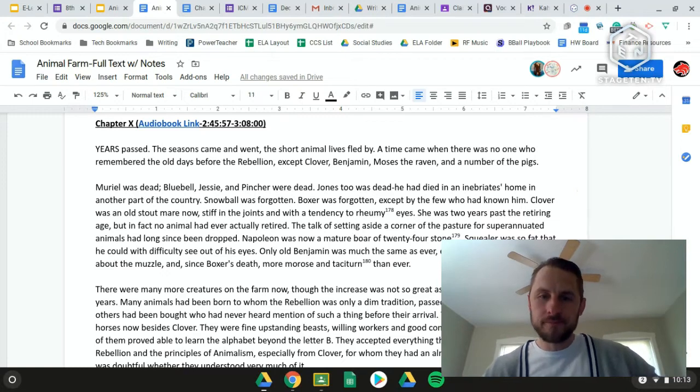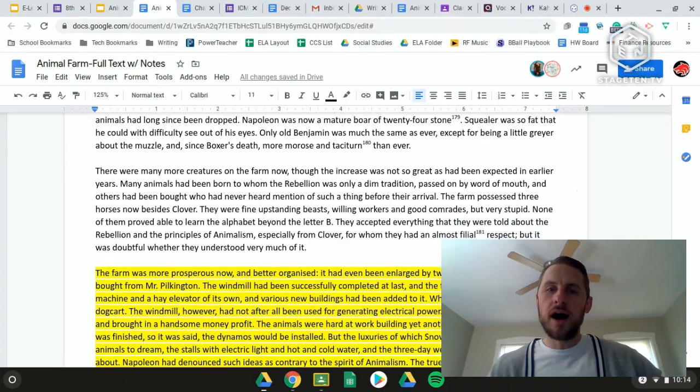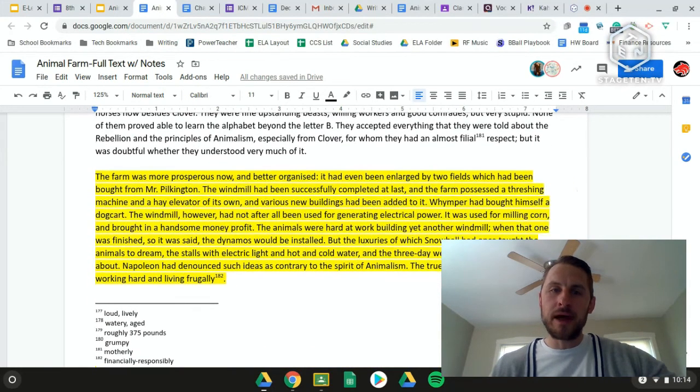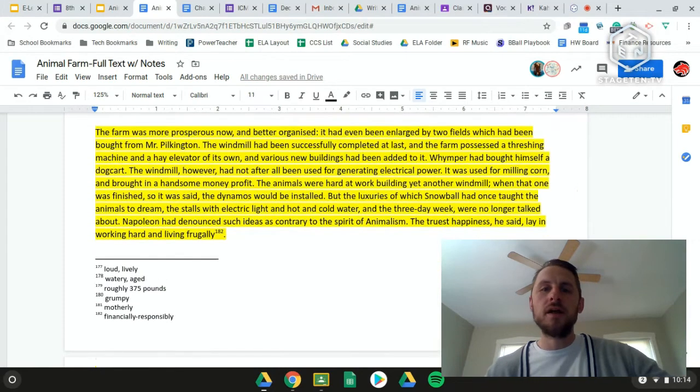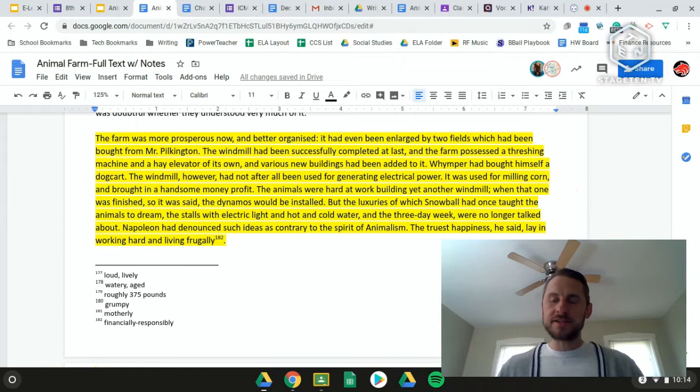So years are going on. Many of the animals have passed away, and there are not many who can still remember the rebellion, if at all. In this first section, the farm is more prosperous. It's better organized. They created the windmill. There's talk about building another one. But the luxuries that Snowball had talked about, the three-day week, the electric light, the hot and cold water, these have gone by the wayside.